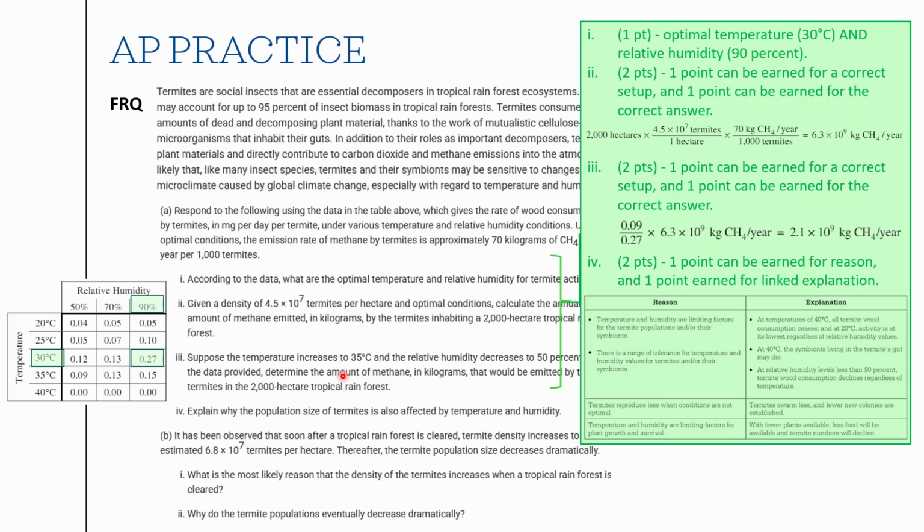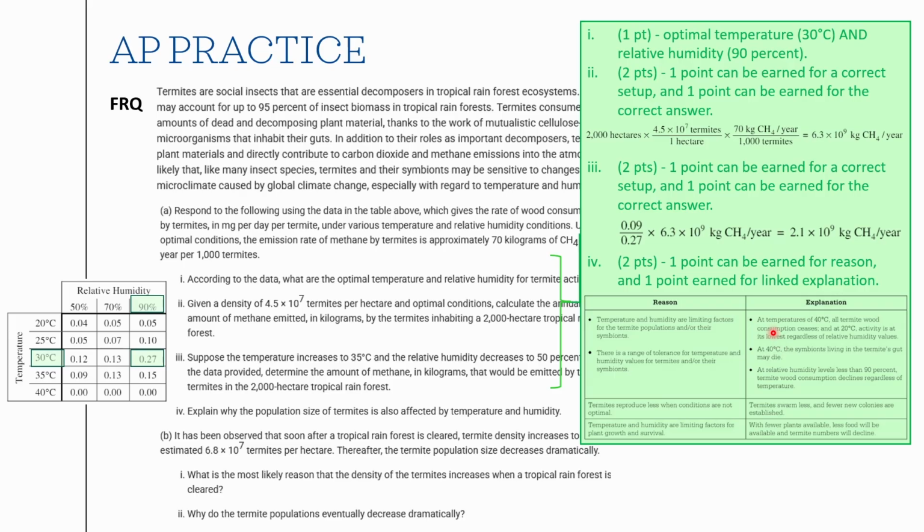Now, part 4 is to explain why the population size of termites is also affected by temperature and humidity. So now this is kind of the conceptual application to the lecture that we just had, right? So this is a 2-point question as well, a point earned for the reason and 1 point for the linked explanation. So reason: temperature and humidity are limiting factors for termite populations and their symbionts, or there is a range of tolerance for temperature and humidity values, right? So we talked about that in an earlier lecture.